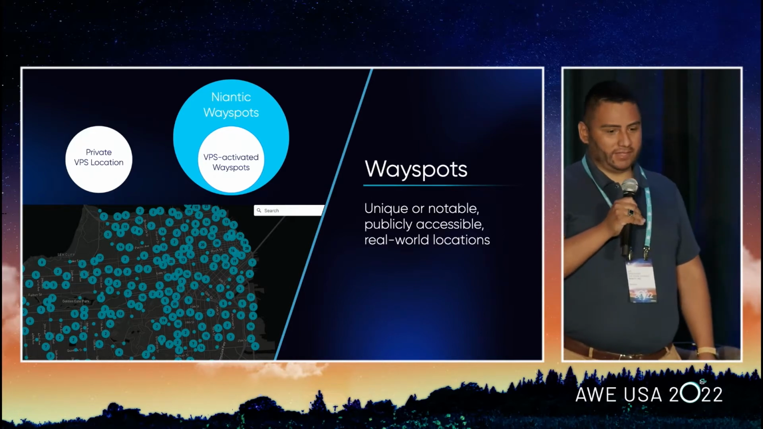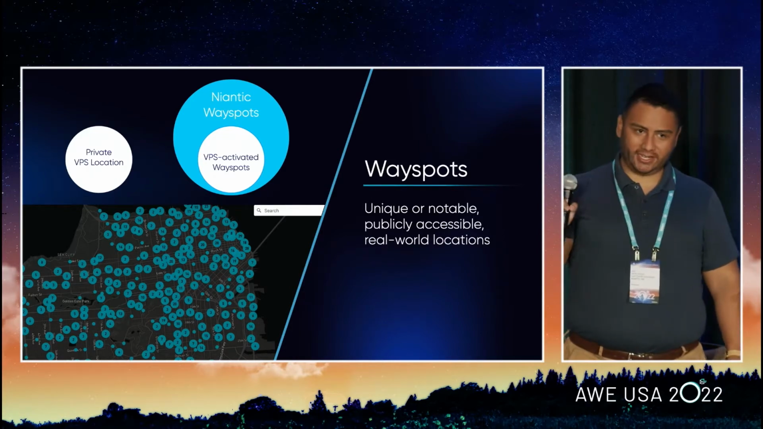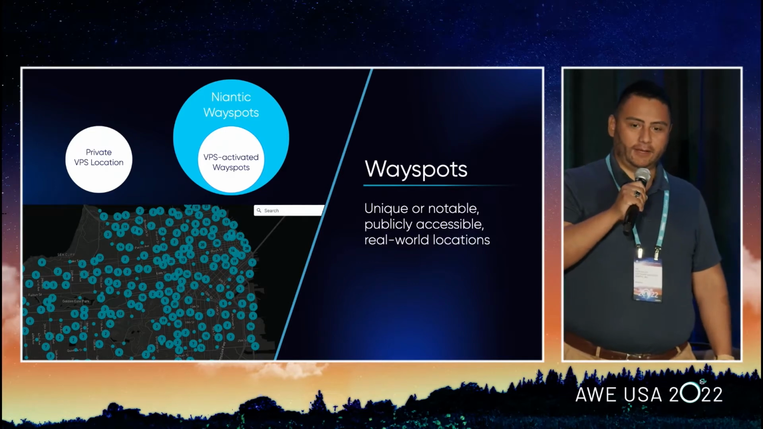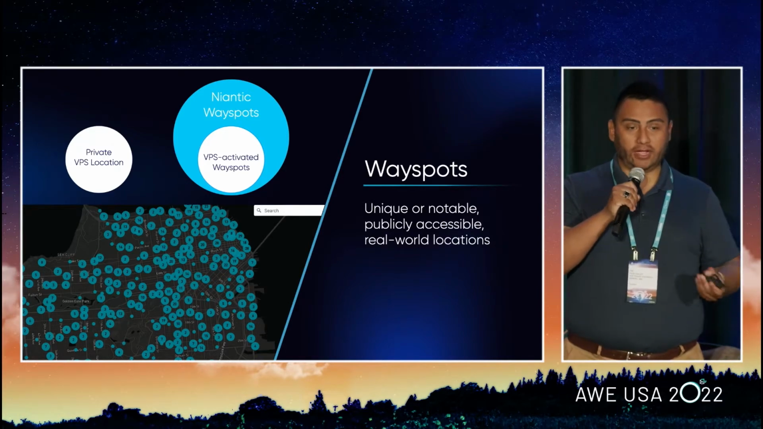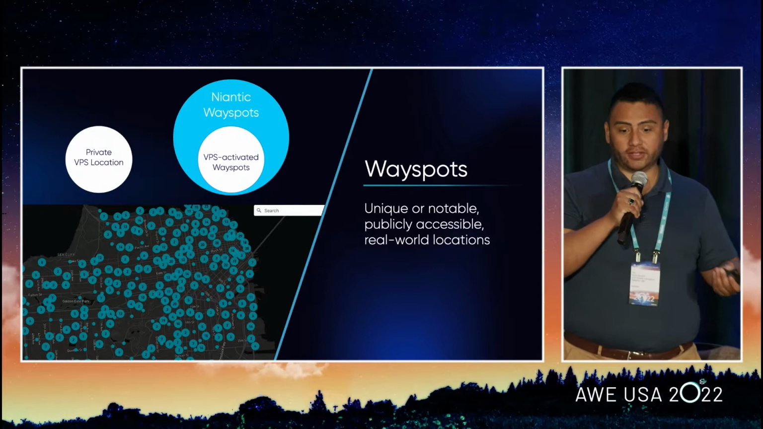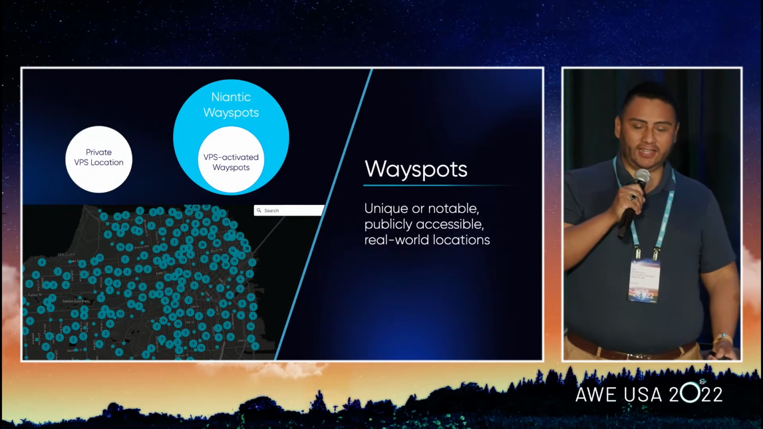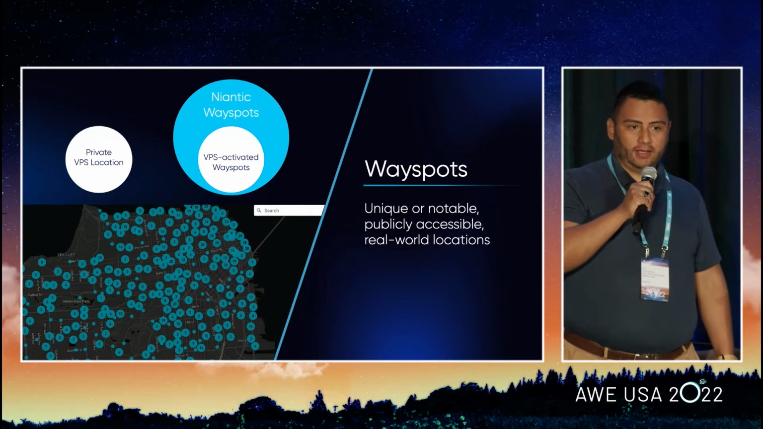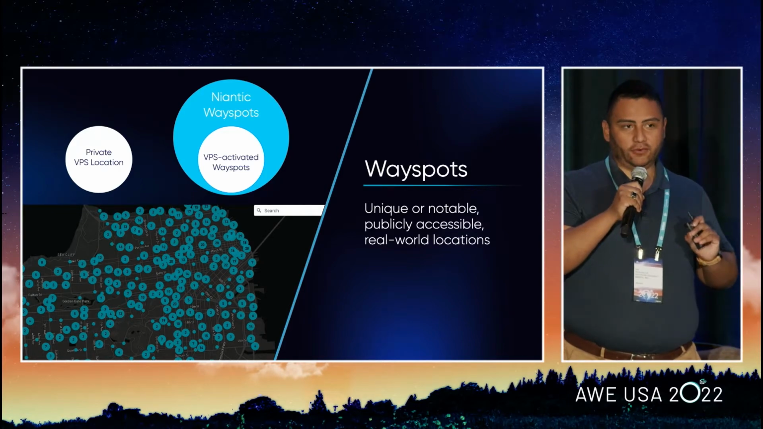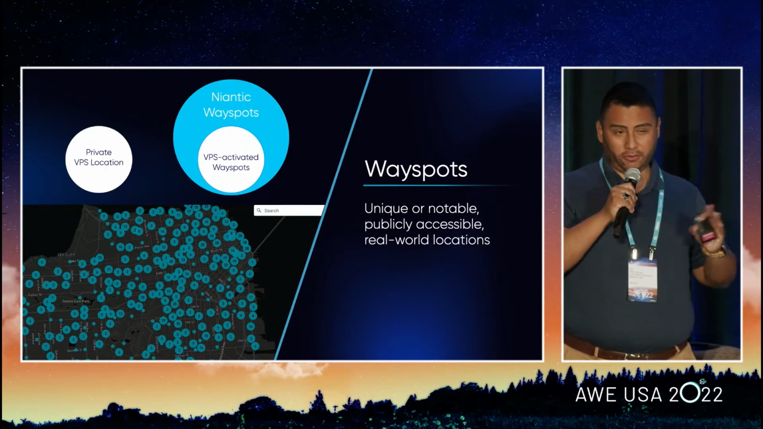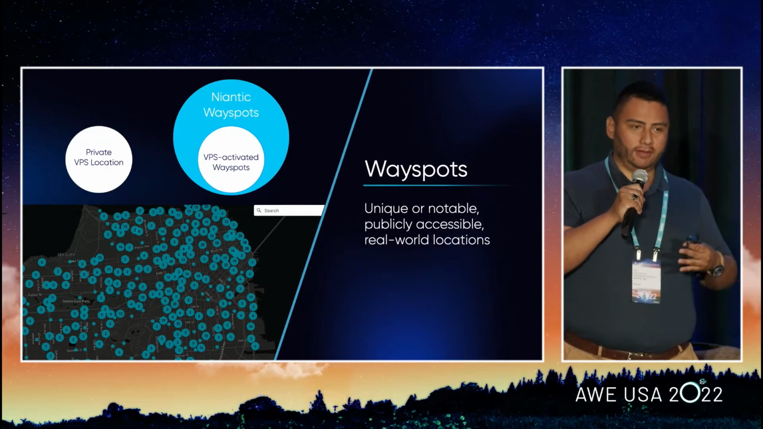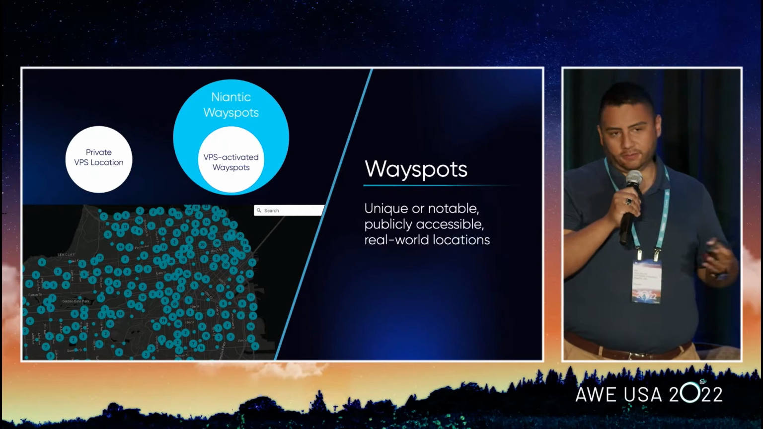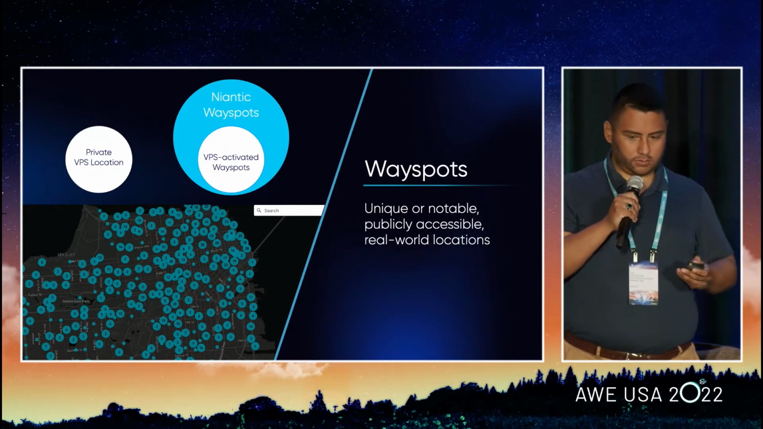Sometimes, however, developers don't really want to go outside to a specific public location to try out Lightship VPS and prototype. So Niantic allows developers to create private VPS locations for development. This is exclusively for development. When we talk about the development flow, we'll talk a little more about how these private VPS locations are created and how we can make use of them.